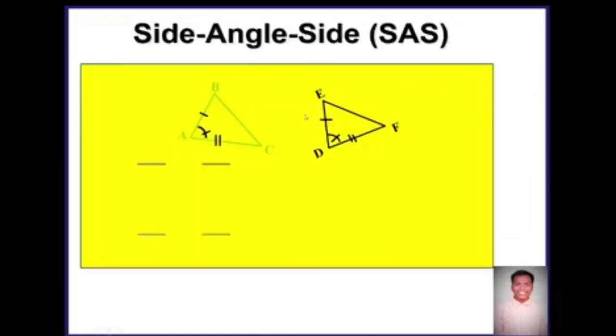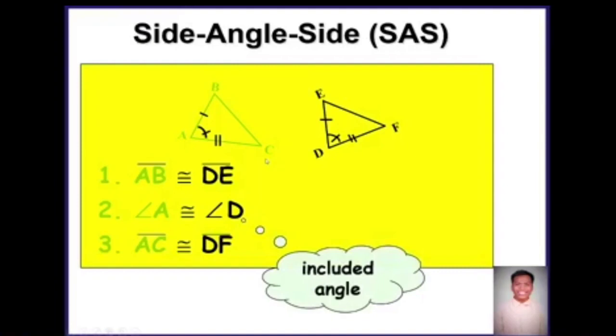For the illustration on our screen, given triangle ABC and triangle DEF, using the symbol, we can say that line AB is congruent with line DE, line AC is congruent with line DF, and the included angle A and the included angle D are also congruent. We have now satisfied the conditions. Therefore, these two triangles are congruent. So triangle ABC is congruent to triangle DEF.